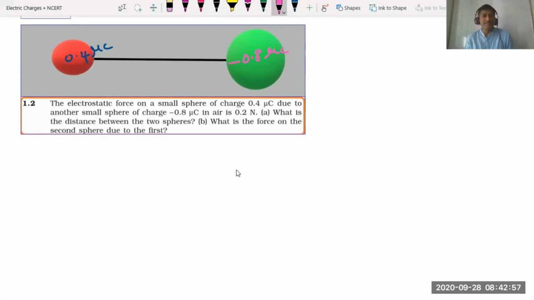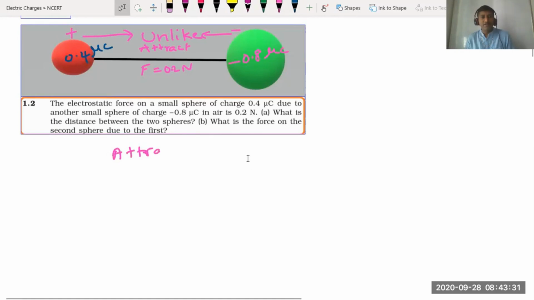So next, how much force are these experiencing? These are experiencing a force of 0.2 newtons. What kind of force? Since these are unlike charges, one side a positively charged body is there, another side a negatively charged body, so they will attract each other. Due to unlike charges, they will attract. So the nature of the force is attractive force.